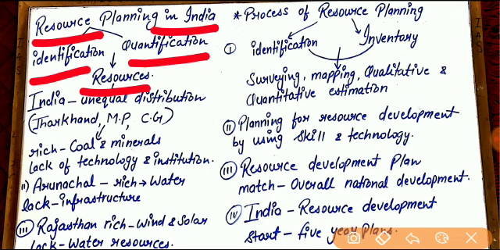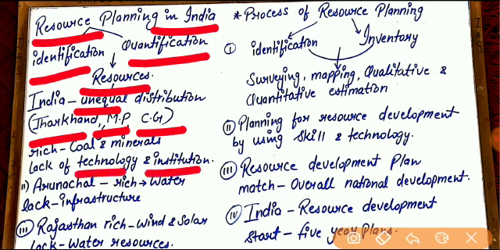As you know very well, there is an unequal distribution of resources in different regions of India. For example, Jharkhand, Madhya Pradesh and Chhattisgarh are very rich in coal and mineral resources, but due to lack of technology and institutions, these states are lagging behind in economic terms.